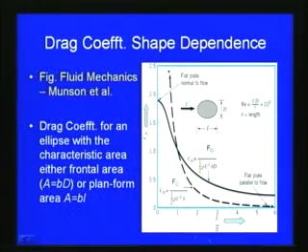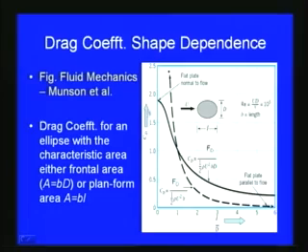Now, in this slide, a graph is taken from the fluid mechanics textbook by Munson et al. The shape dependency of the drag coefficient is plotted here. You can see the drag coefficient for an ellipse with the characteristic area, either the frontal area, that means A is equal to B into D, where B is the length and D is here. If you consider an ellipse, this is L and this is D, and B is the length, or the planform area will be A is equal to B into L.